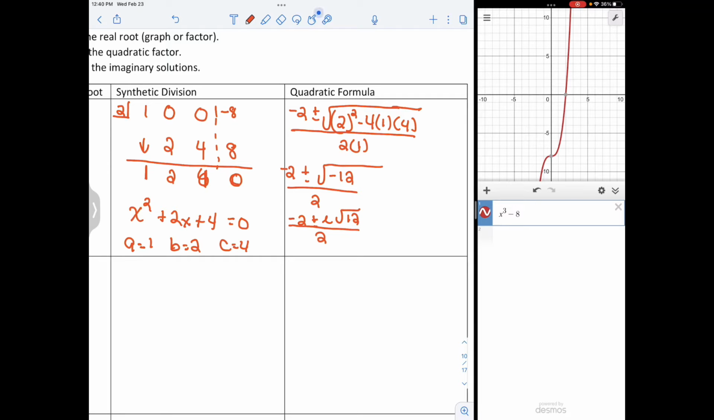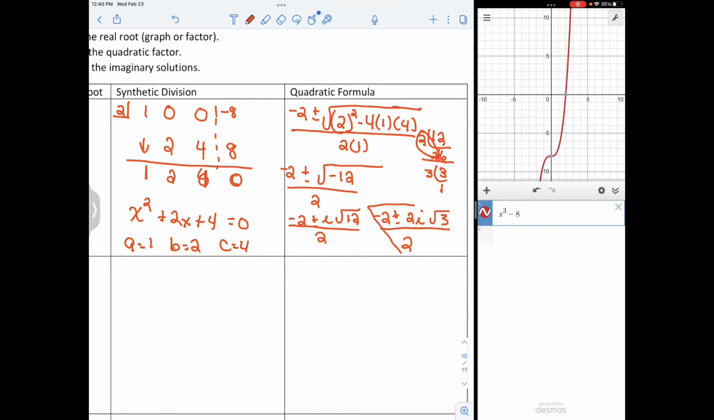But I need to simplify that square root of 12. So that's when I will do my upside down box. 2 goes into 12 6 times. 2 goes into 6 3 times. 3 goes into itself 1. So the 2's come out, and I'm left with negative 2 plus or minus 2i square root of 3, over 2.